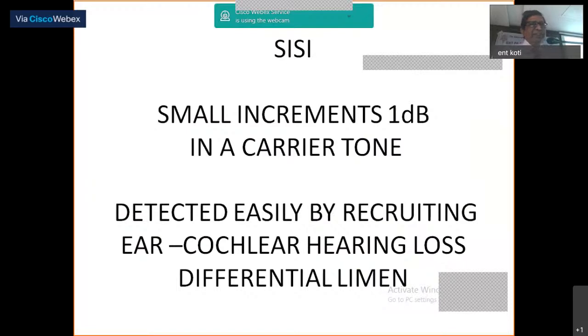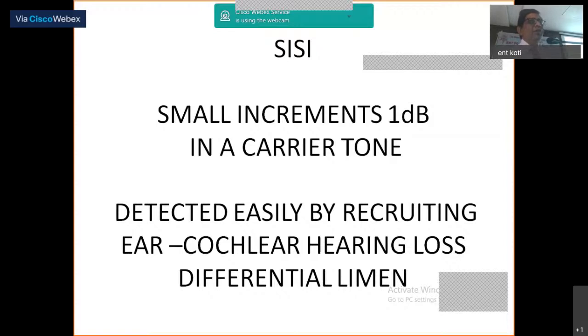So what is the small increment sensitivity index? A normal ear cannot discriminate a 1 decibel increase over a carrier tone. A carrier tone means suppose a 1,000 hertz sound is delivered to the ear continuously. In between, for a short moment, there will be a 1 decibel increase. A normal ear cannot pick that up. But an ear which can pick it up will help you in finding out cochlear pathology. It is detected easily by a recruiting ear. So that helps you in finding out the site of lesion. A cochlear hearing loss will pick that up.